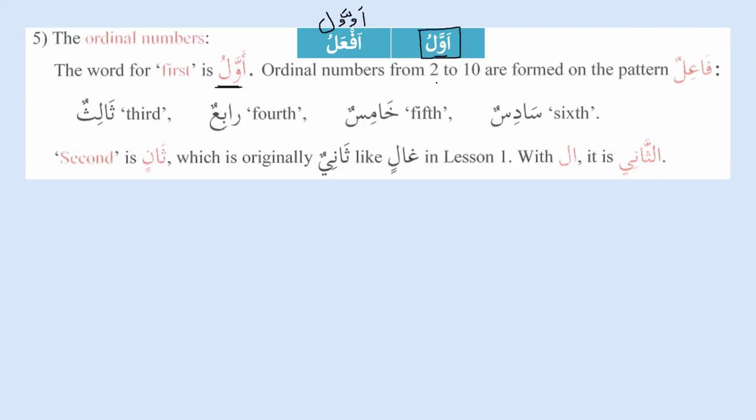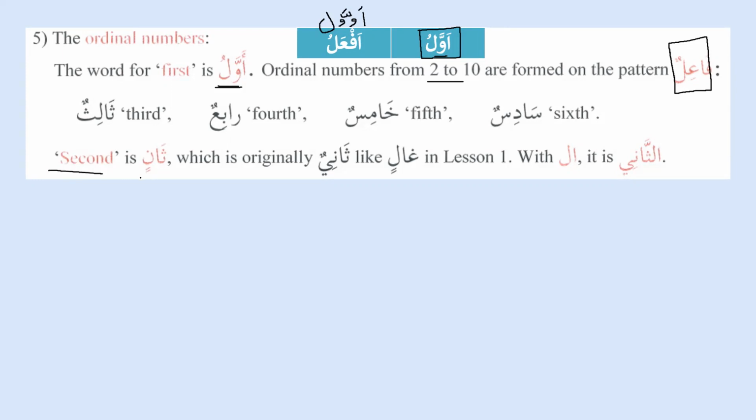Ordinal numbers from 2 to 10 are formed on the pattern of fa'ilun. For example, thalithun, rabi'un, khamisun, sadisun, sabi'un, thaminun, and tasi'un. So the numbers from 2 to 10 come on the pattern of fa'ilun. However, awalu, number 1, comes on the pattern of af'alu, and it is mamnu min as-sarf. Is this clear?